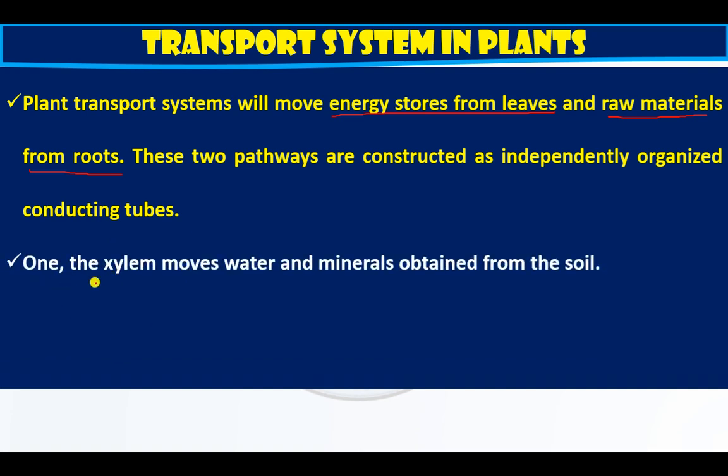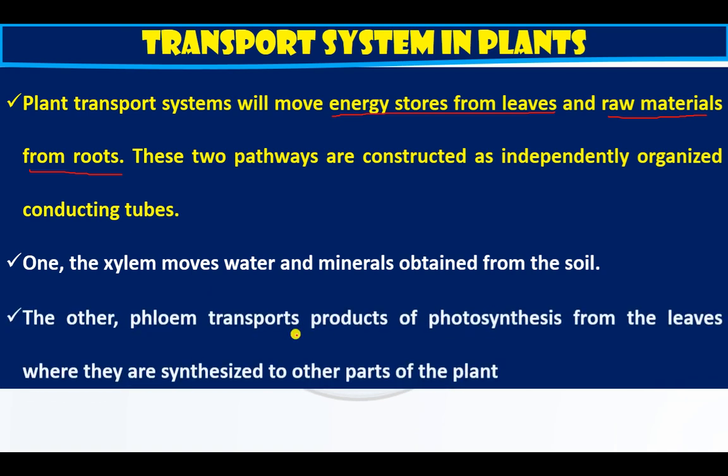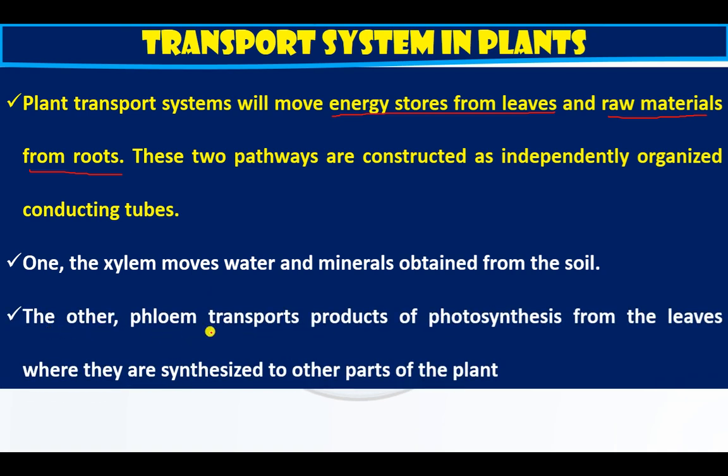Number one, the xylem moves water and minerals obtained from the soil. First conducting tube is xylem, and what is the function of xylem? It will conduct the water and minerals obtained from the soil to different parts of the plants. And the other one is phloem. Phloem transports the products of photosynthesis from the leaves where they are synthesized to other parts of the plant. I hope this is very much clear, right?